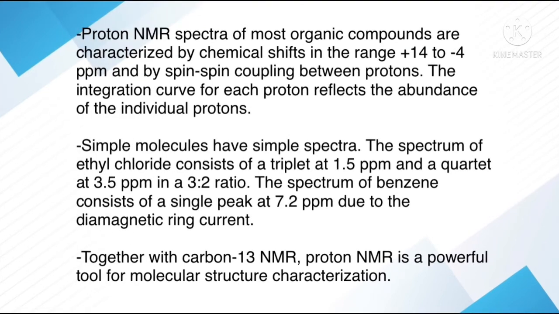Proton NMR spectra of most organic compounds are characterized by chemical shift in the range of +14 to -4 ppm and by spin-spin coupling between protons. The integration curve for each proton reflects the abundance of the individual protons. Simple molecules have simple spectra. The spectrum of ethyl chloride consists of a triplet at 1.5 ppm and a quartet at 3.5 ppm in a 3:2 ratio. The spectrum of benzene consists of a single peak at 7.2 ppm due to the diamagnetic ring current. Together with carbon-13 NMR, proton NMR is a powerful tool for molecular structure characterization.